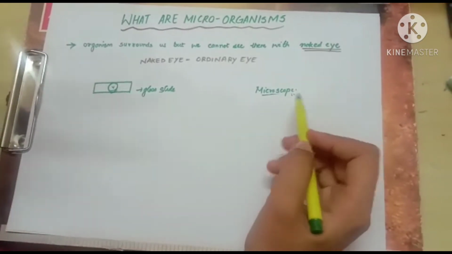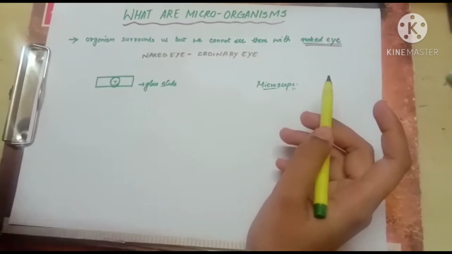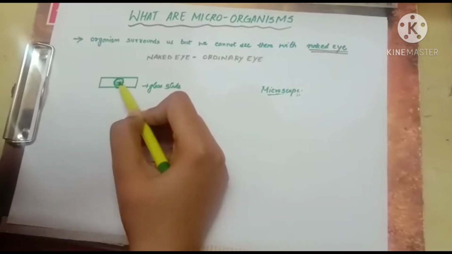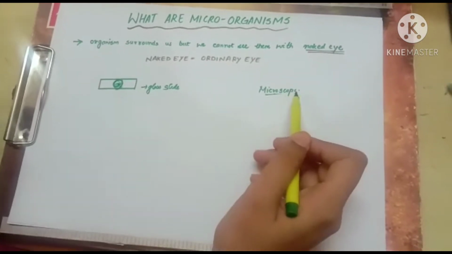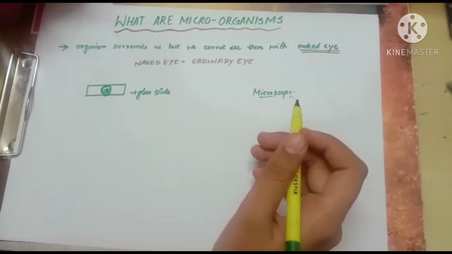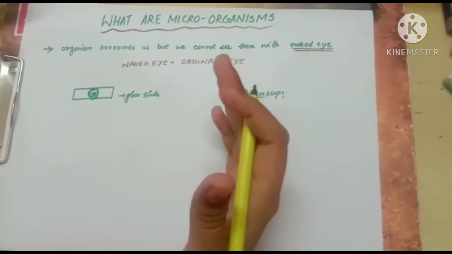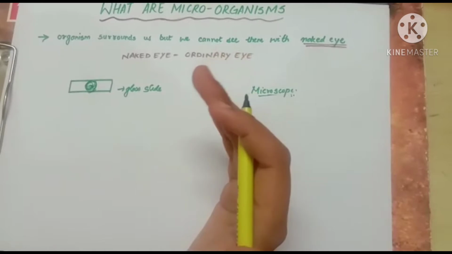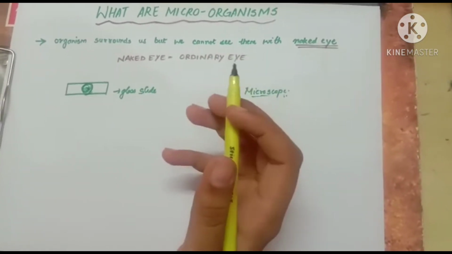Those are microorganisms. Or you can take a toothpick, scratch your teeth, place the tip of the toothpick onto the glass slide, and see it on the microscope. You will again see some cells or microorganisms present in it. So this tells us that microorganisms are present in water, in soil, and even in the human body, but we can't see them with the naked eye.